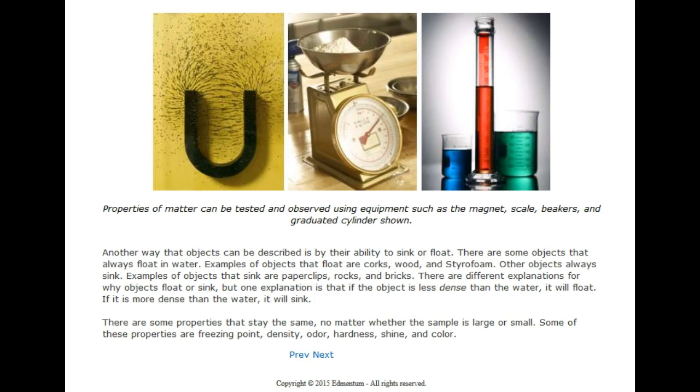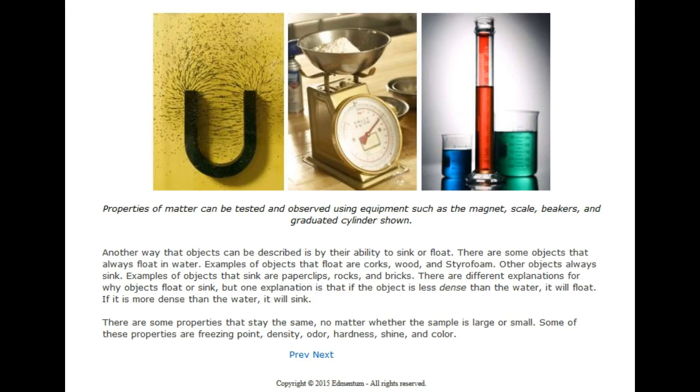Properties of matter can be tested and observed using equipment such as the magnet, scale, beakers, and graduated cylinders as shown. Another way that objects can be described is by their ability to sink or float. There are some objects that always float in water. Examples of objects that float are corks, wood, and styrofoam. Other objects always sink. Examples of objects that sink are paper clips, rocks, and bricks.